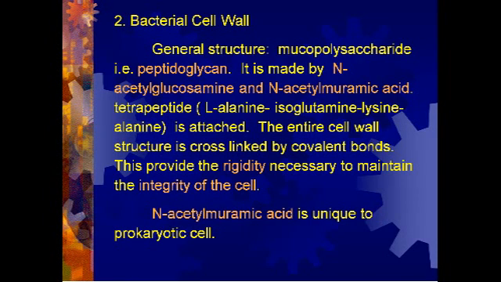Next structure that we are going to see is bacterial cell wall. Bacterial cell wall is made up of mucopolysaccharide, that is peptidoglycan. This peptidoglycan is made up of N-acetylglucosamine and N-acetylmuramic acid, and it also contains a tetrapeptide, namely L-alanine, isoglutamine, lysine, and alanine. The entire cell wall structure is cross-linked by covalent bonds, which provides the rigidity necessary to maintain the integrity of the cell. N-acetylmuramic acid present in bacterial cell wall is unique to prokaryotic cells.